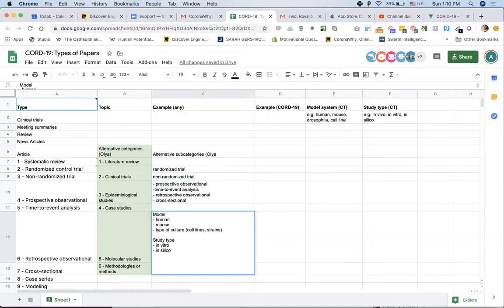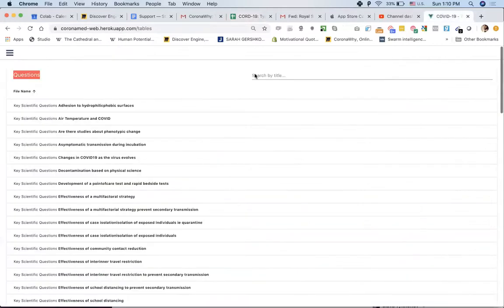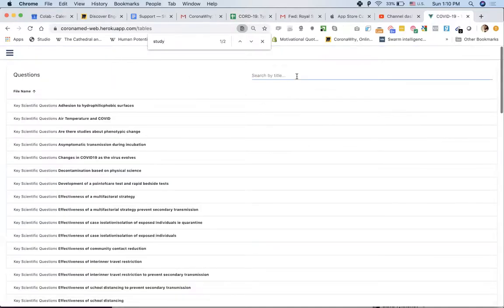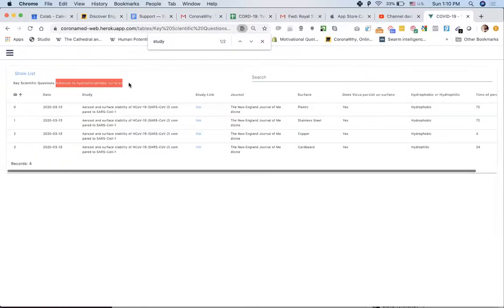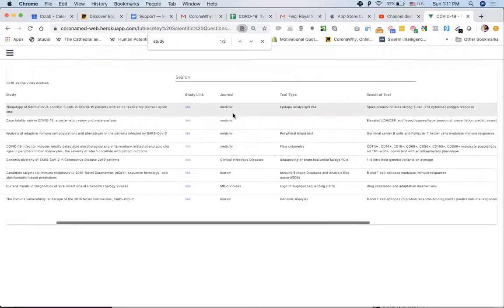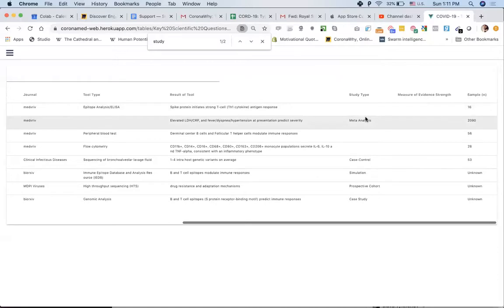So I'm looking at the CoronaMed link that you sent. And in some of the categories of studies, they also have study type in which they have categorized it. I don't remember which I clicked on right now. It should say it at the top right here. So for instance, if you go to changes in COVID-19 as the virus evolves, okay, there's a column that's study type. Okay. So it seems that for these, they have manually curated some study types.